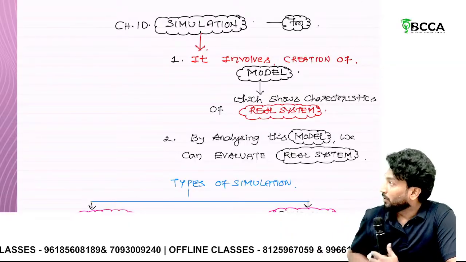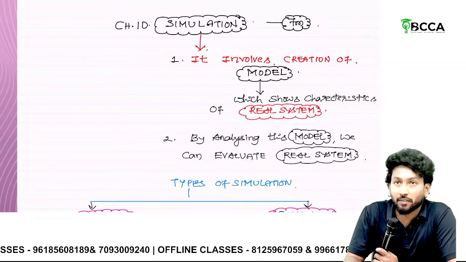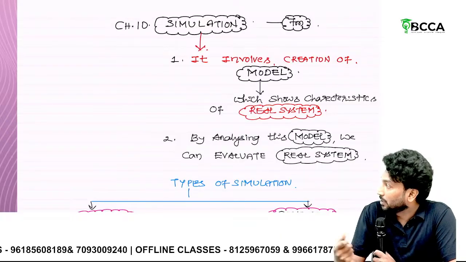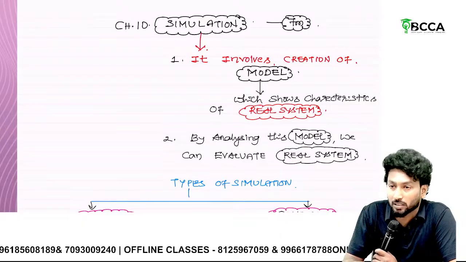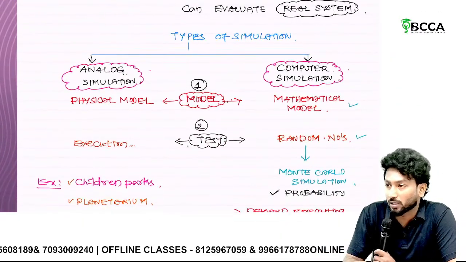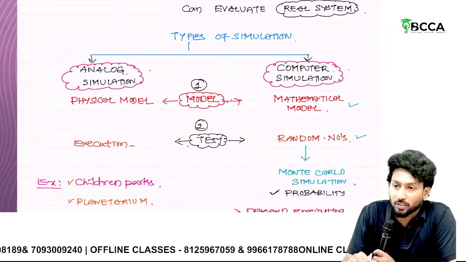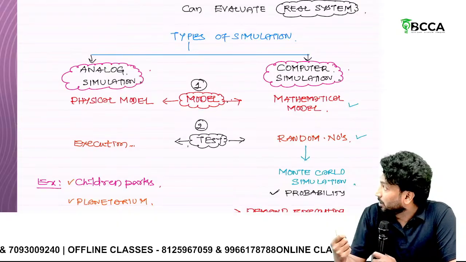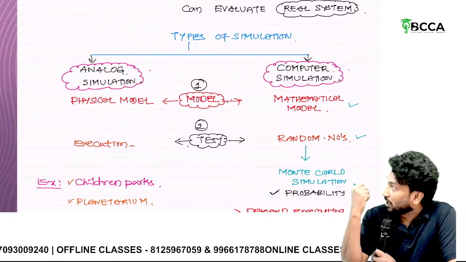Simulation involves creation of a model, a model which represents characteristics of a real system. Why we create this model: by analyzing this model we can evaluate the real system. Here we create two types of models: one is a physical model, second one is a mathematical model. A physical model we create in analog simulation.